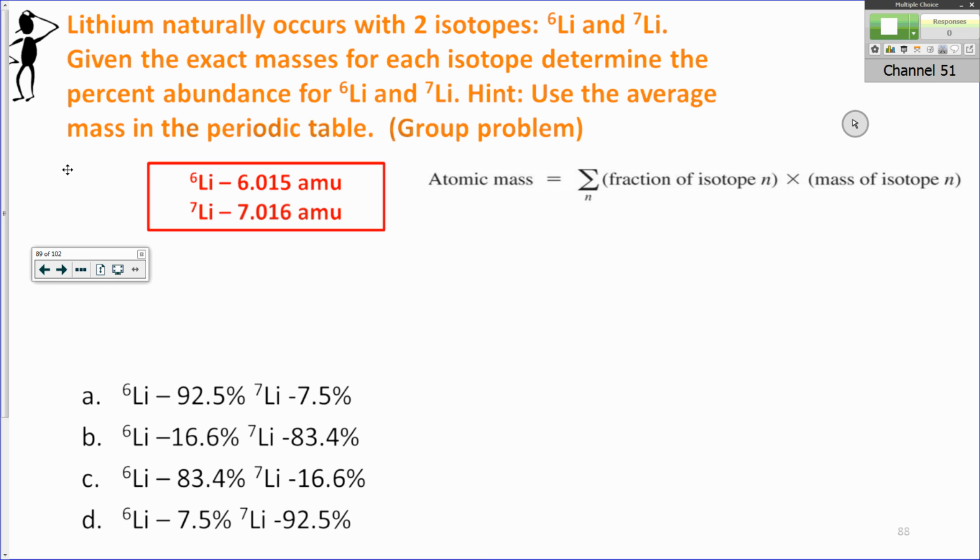Sorry, this is working it backwards. You need the periodic table to see the mass of lithium, which is over here on the far right-hand side. Its average mass is 6.941. So you could set the math up and solve it. That's one way to do it. Or you could figure out which one of those answers gives you the right solution.